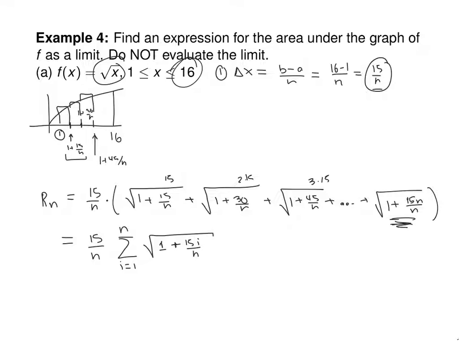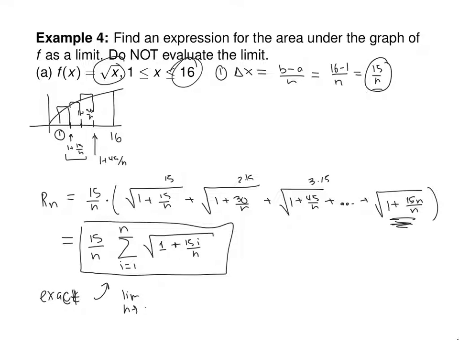And once you have that, the exact area, like with a limit, is the limit as n goes to infinity of my thing in the box. That's all. So once you get the right expression, the limit of that expression is the exact area. At the bottom, the i equals 1 just says where it started.